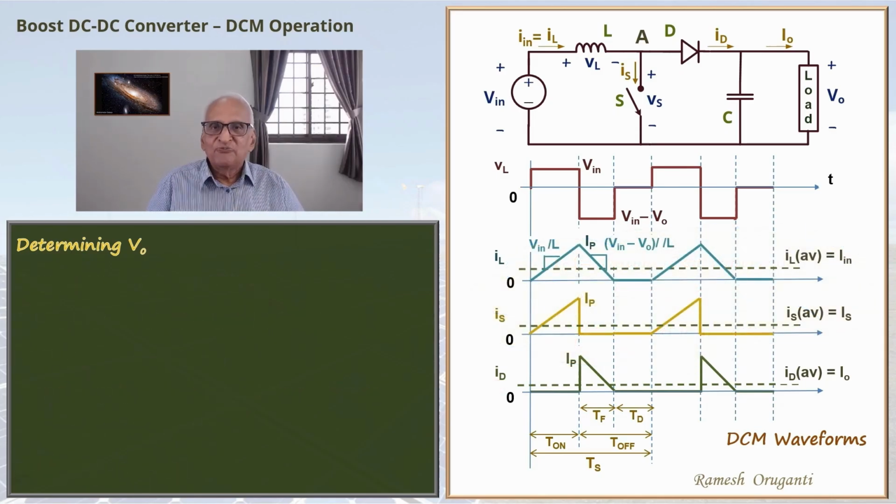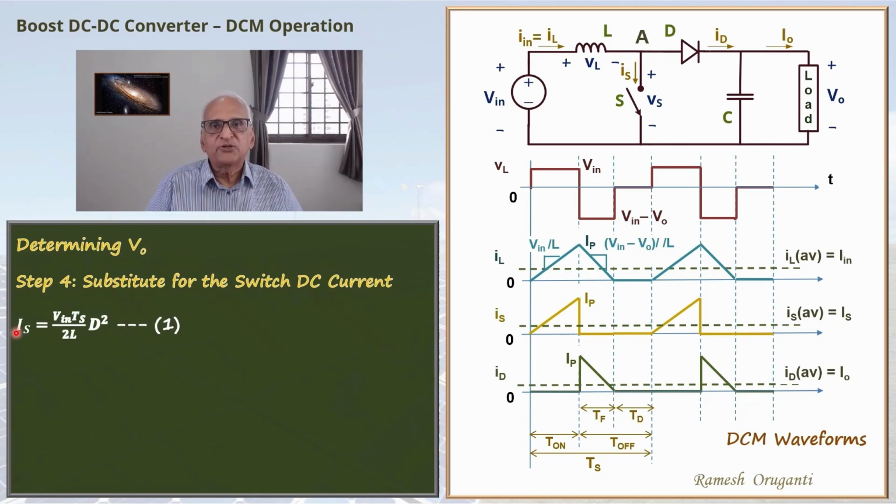Step 4 is obvious. Just substitute for the switch current. So we have two equations. The first equation we got was for the switch current, V in Ts by 2L d square. The second equation is for the gain, V naught by V in is IS by I naught plus 1. We just have to take this IS and substitute it here.